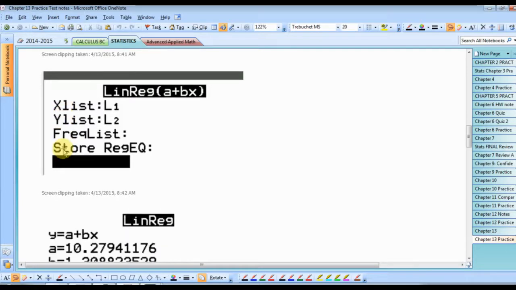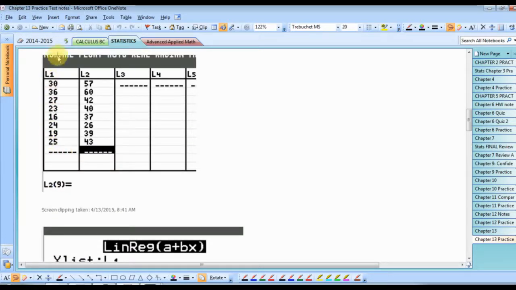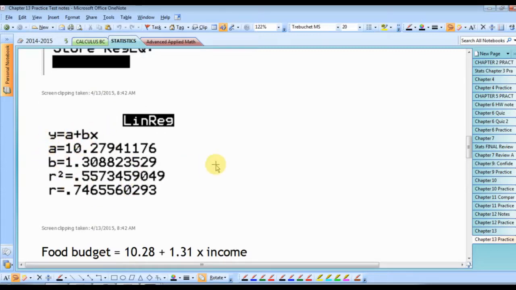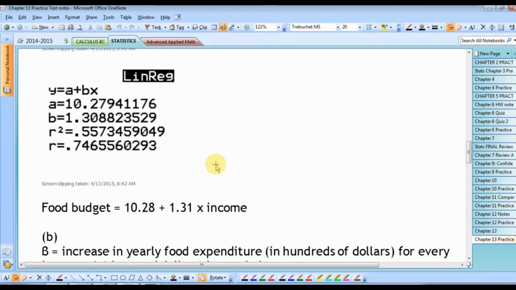So that's a good-looking window. Notice that my L1 here is the X list. My L2 here is the Y list. We're going to get an output that looks like this. You generally want to keep 3 or 4 significant figures. That should be fine. So we're looking at the food budget is 10.28 plus 1.31 times the income. I'm not going to fuss too much with the units, but you should know that the units here are different for each one. So food budget, I believe, is in hundreds, while income is in thousands of dollars.